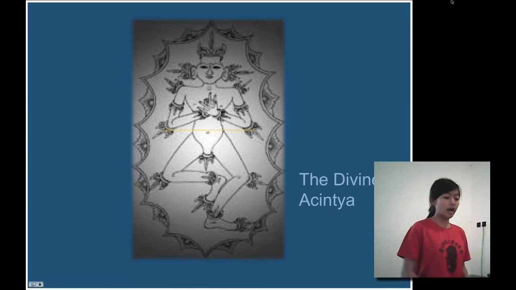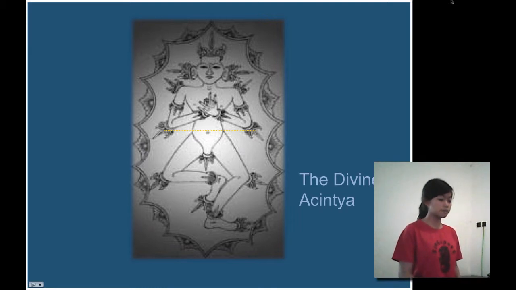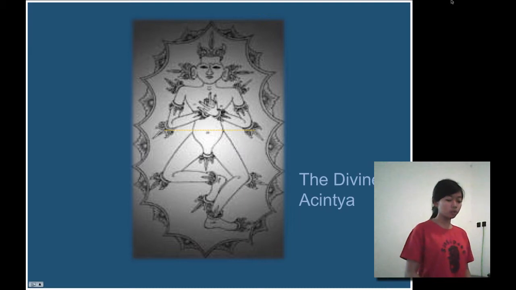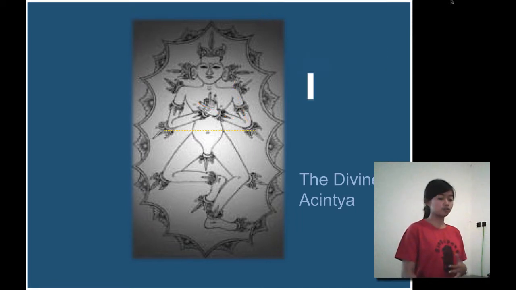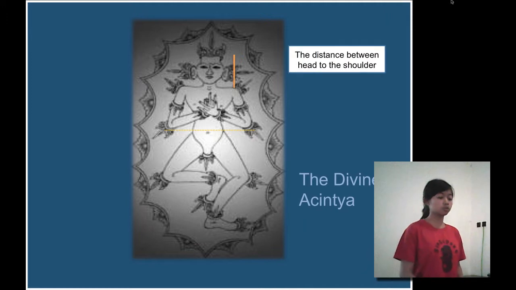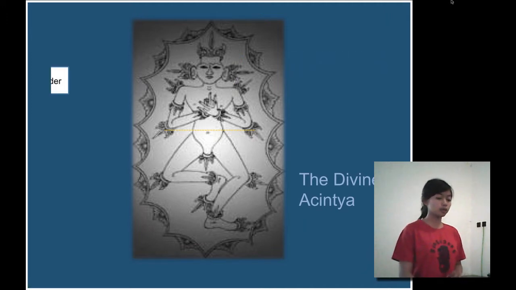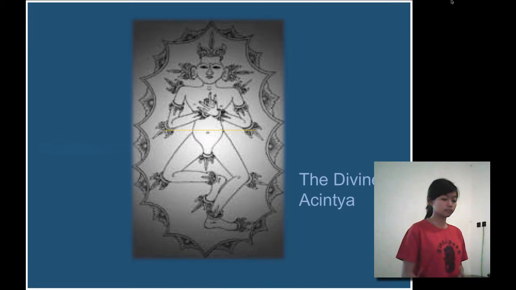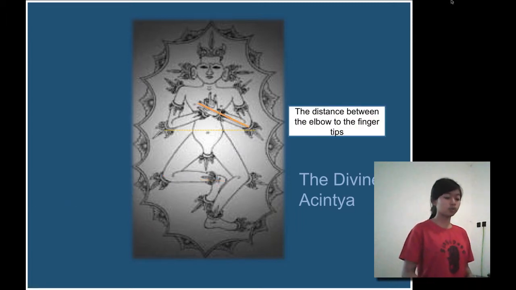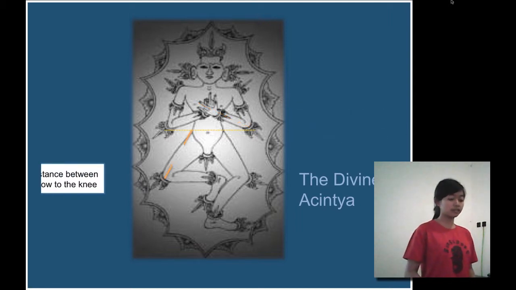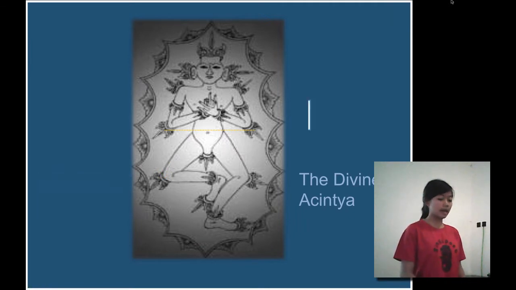This is the divine ACINTYA, and I've got 12 pictures. I measured the distance between the head and the fingertips, the head and the elbow, the head and the shoulder, the width of the shoulder, the distance between the elbow and the end of the foot, the shoulder and the elbow, the knee and the end of the foot, the elbow and the fingertips, the elbow and the knee, the elbow and the wrist, the length of the head vertically, and the distance between the head and the end of the foot.